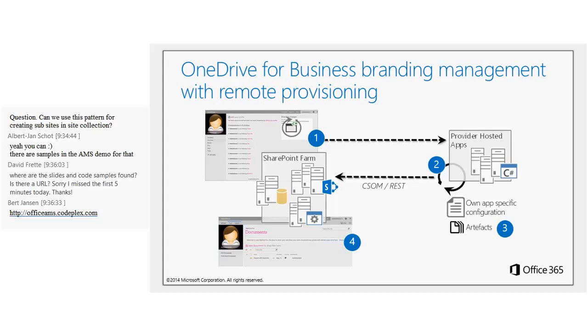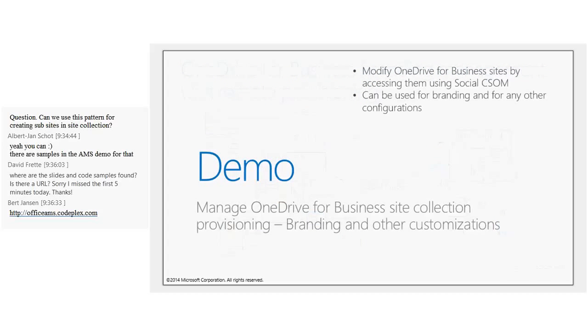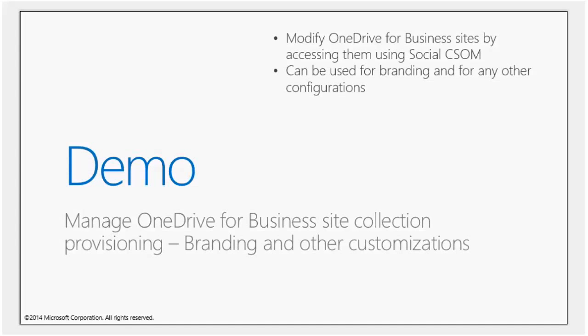So how it actually works, and crossing the fingers that the demo gods are with us for sharing. I know for a fact that the code works, but let's see that the sharing works as well. What we're going to do is use this OneDrive for Business customizer, or a small app, which is available, by the way. All of the stuff we're showing is available from officeams.codeplex.com, which is the URL Bert pasted in. It takes care of the branding setting for OneDrive for Business. I'm going to show what the challenge is, and then let's see how we tackle it.